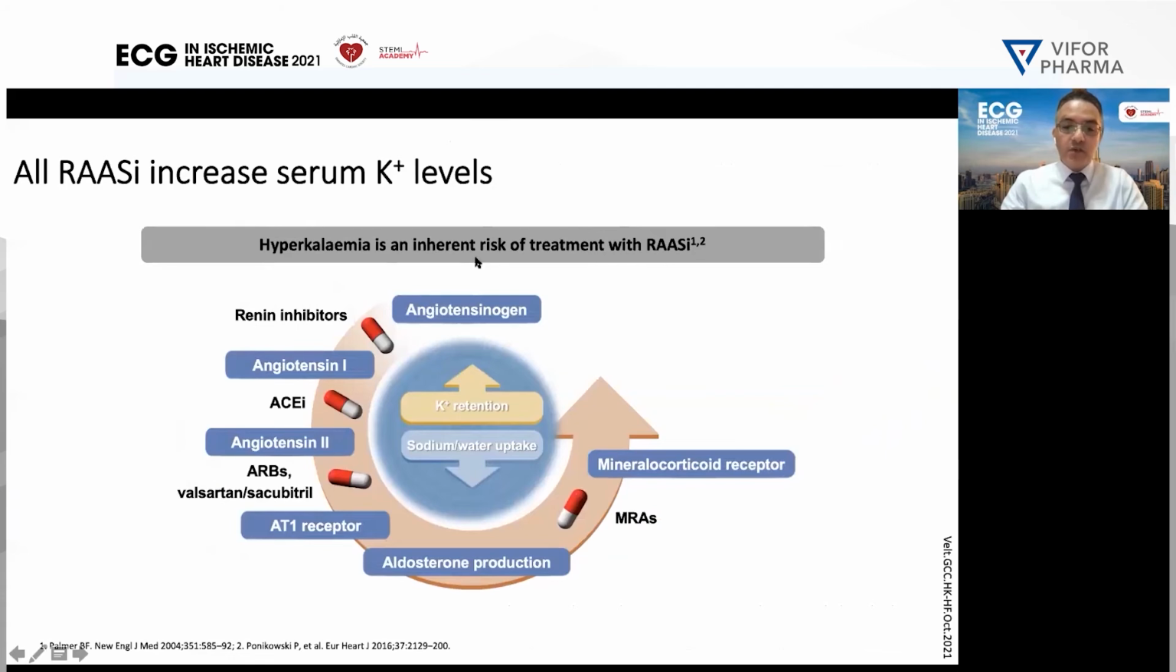Here is the story of our RASi inhibitors, the renin inhibitors, the ACE inhibitors, and all of us know how they work. All of them lead to potassium retention, and especially the MRA, and that's why we call it the potassium sparing diuretic, the spironolactone. So hyperkalemia is an inherent risk of treatment with all these drugs.